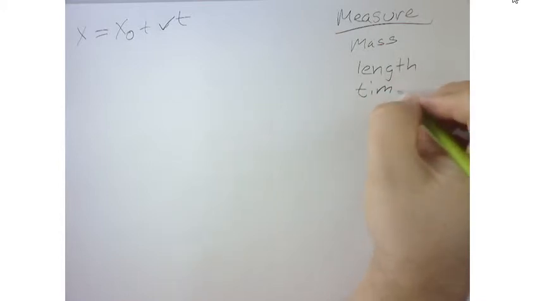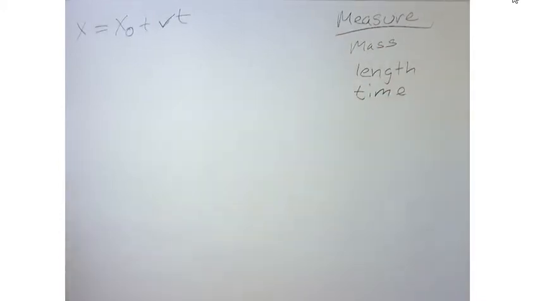Everything that you will learn in a science class for the rest of your life, to some degree, is a measurement of one of these, especially in a physics class. So the rest of this year, we're going to measure those 3 things. Everything is based on those 3 things. Okay? Everything we do in this class is based on those.